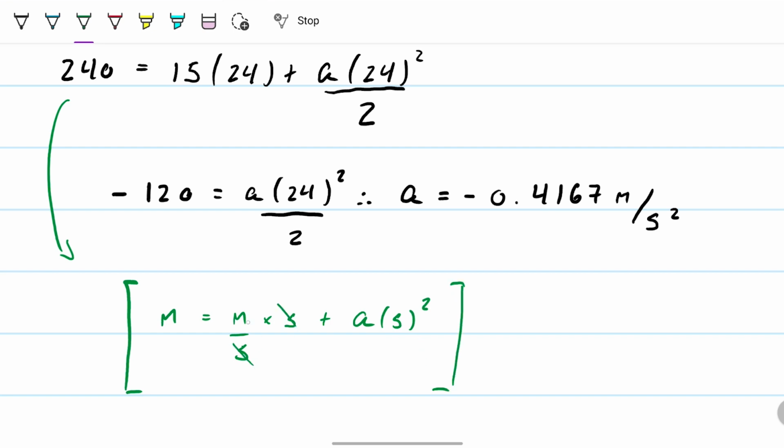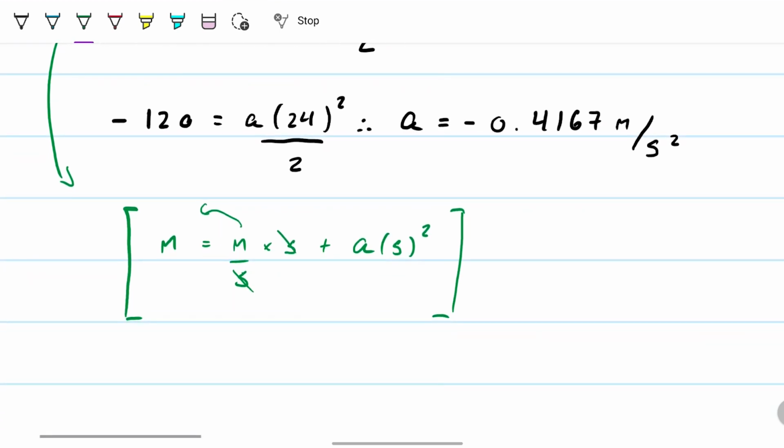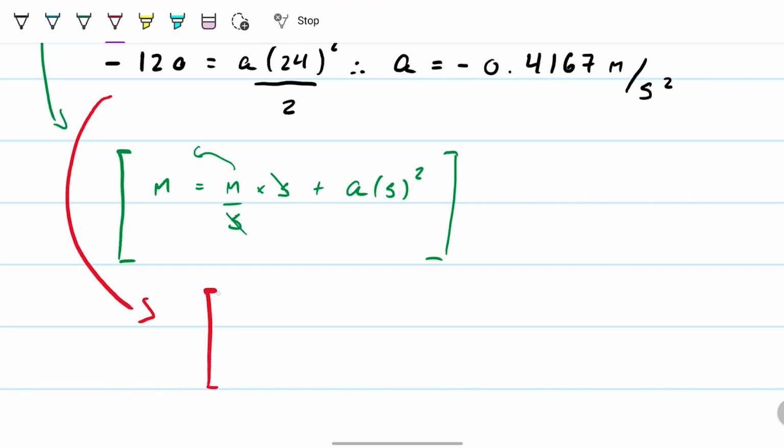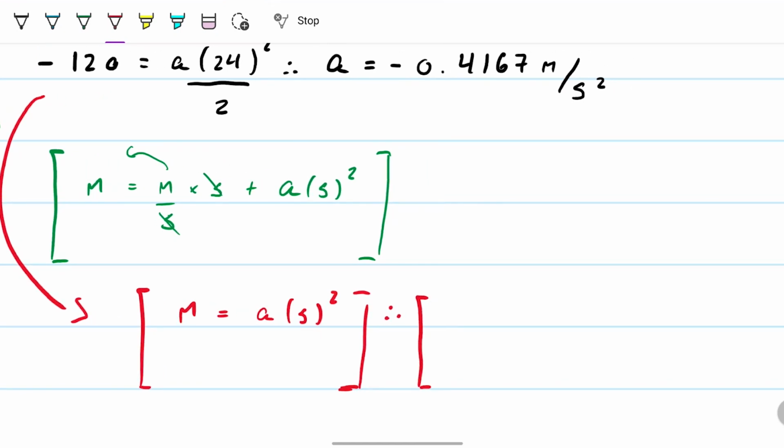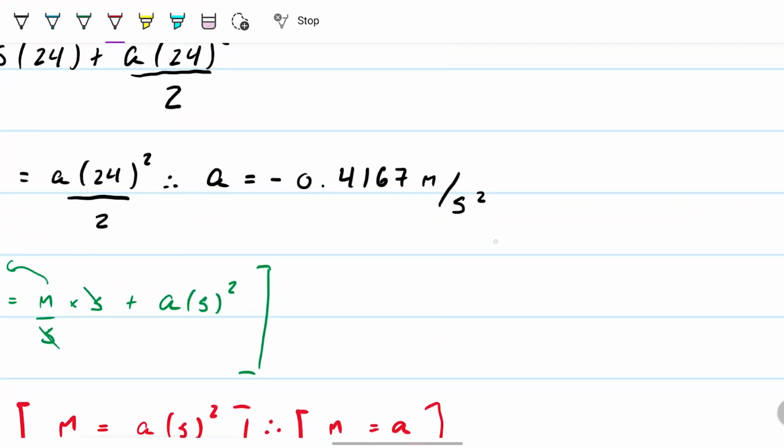So then here, this becomes meters, and we're saying the meters there is subtracting. So therefore, when we get to this next line here, what we have is meters equals our acceleration times seconds squared. And then we're dividing everything by the seconds. So therefore, we're left with meters divided by seconds squared as the unit of our acceleration, which is great. So that's it. That's the answer. It needs to decelerate uniformly at a rate of 0.4167 meters per second squared. Brilliant. That's half of it.